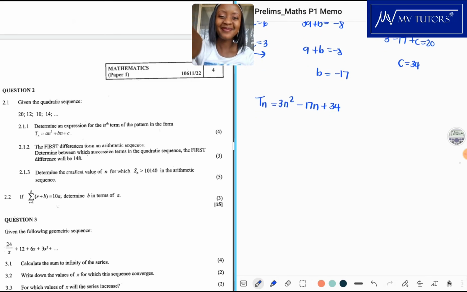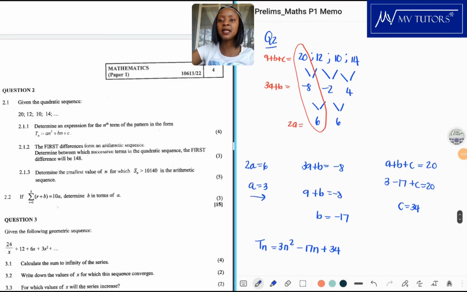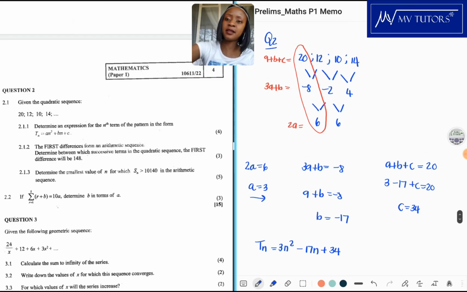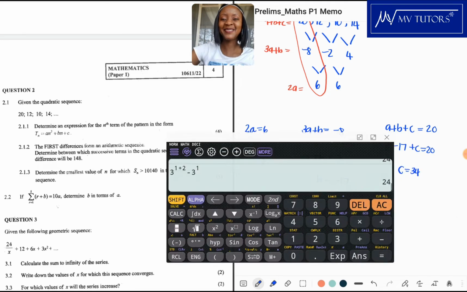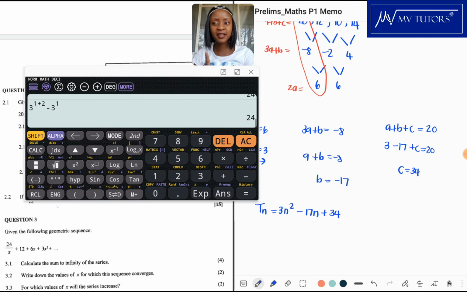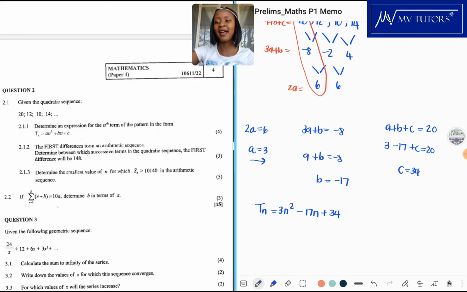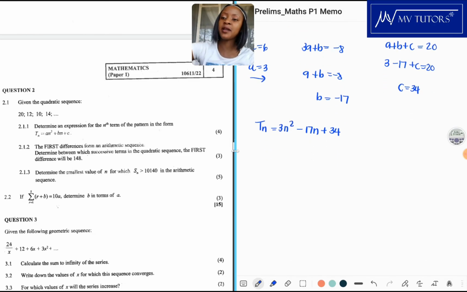We just pause a bit. So how will we check our answer? Well, basically we had the quadratic pattern, so I can test this. Guys, please excuse the sound outside. Let us see. Term 3 has to give us 10. So 3 times 3 squared minus 17 times 3 plus 34. We have 10. Let's test maybe the first term just to be sure. If I use the first term there, I should be getting 20. And we get 20, so this works. So we are happy. We are getting our 4 marks. And then now 2.1.2.